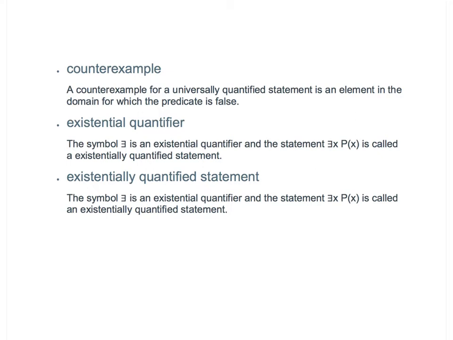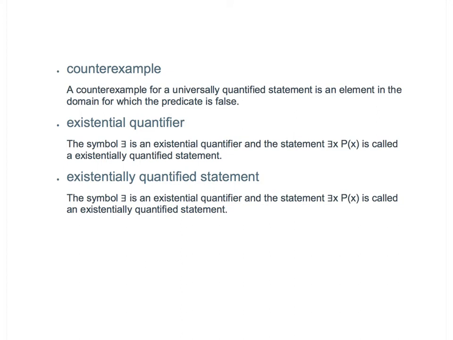Next, we define a counterexample for a universally quantified statement. A counterexample for such a statement is an element in the domain for which the predicate is false. So, for example, if you have predicate P of X and X has a specific domain, if you find a value in that domain which makes the predicate P of X false, that value is called the counterexample for the universally quantified statement for every X, P of X. Again, we'll see many examples of counterexamples later.